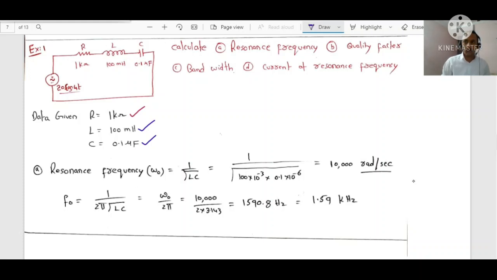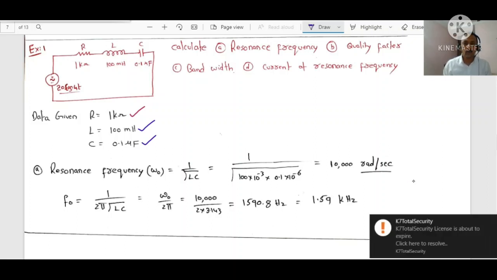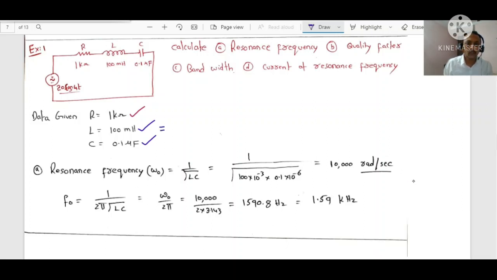Resonant frequency omega naught equals 1 divided by root LC. The common mistake most of the time students commit is that they are not writing the milli or micro. Directly they will write root 100 into 0.1, and this meaning is 100.